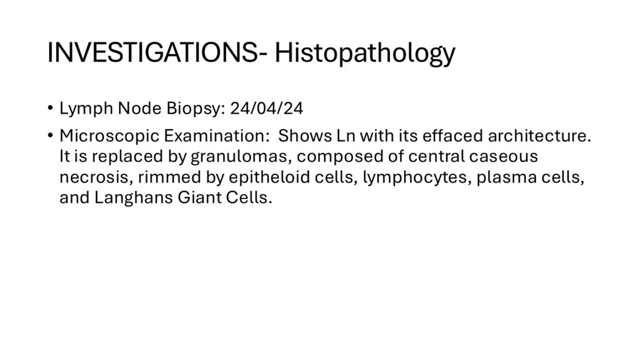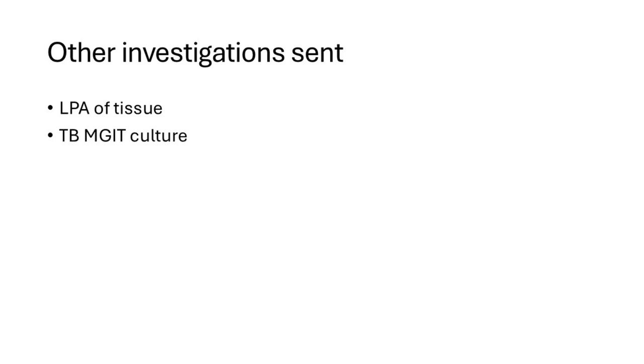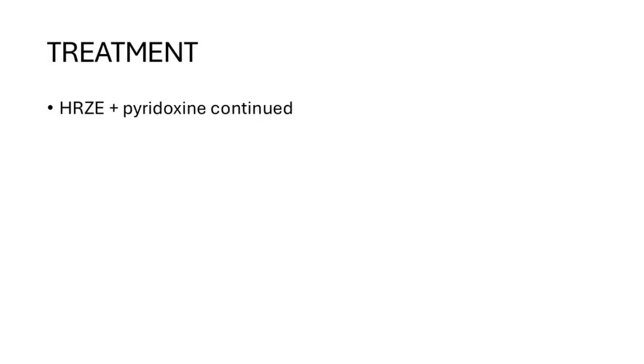Next, on histopath, the lymph node was showing effaced architecture and it was replaced by granulomas, composed of central caseous necrosis, rimmed by epithelioid cells, lymphocytes, plasma cells, and Langerhans giant cells. Other investigations sent reflexly were LPA of tissue and the TB culture. As per national guidelines, treatment with HRZE and pyridoxine was continued for the child.